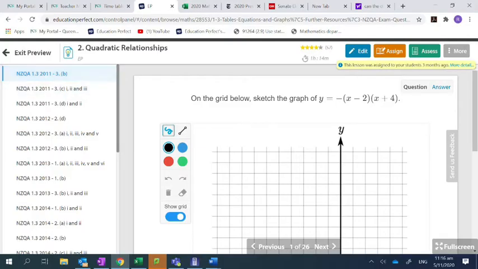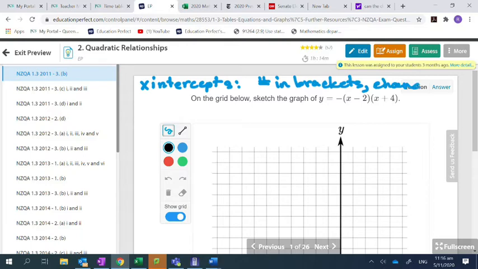Okay? So, guys, on the graph below, sketch the graph of this. Now, remember, a couple of things we need. We need the x-intercepts. And remember, those are simply the numbers in the brackets. Yes? But remember, when you take it out of the brackets, change the sign.